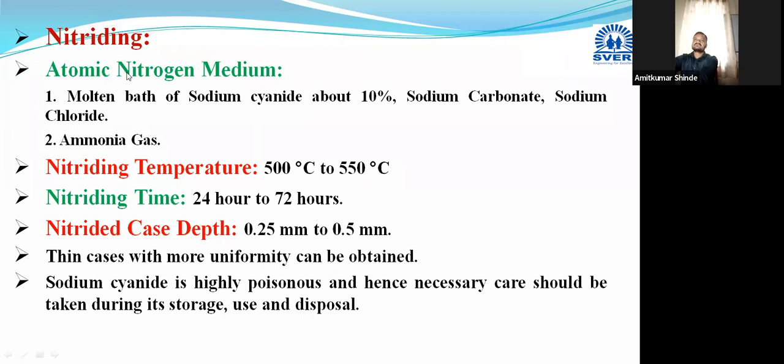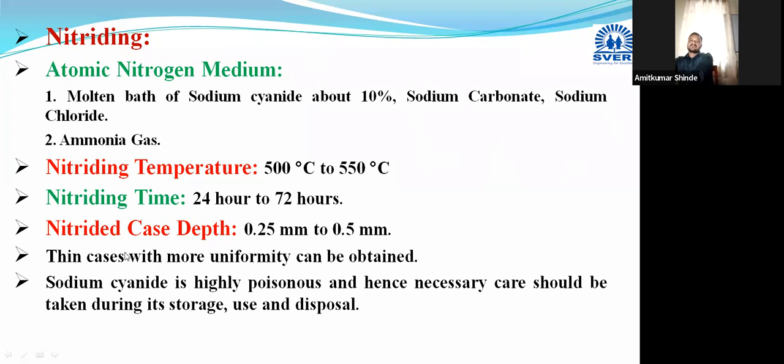In nitriding, we introduce atomic nitrogen on the surface, which combines with the iron or other alloying elements to form their respective nitrides, and gives a hard and wear resistant surface without any further heat treatment. And we can use different mediums here.